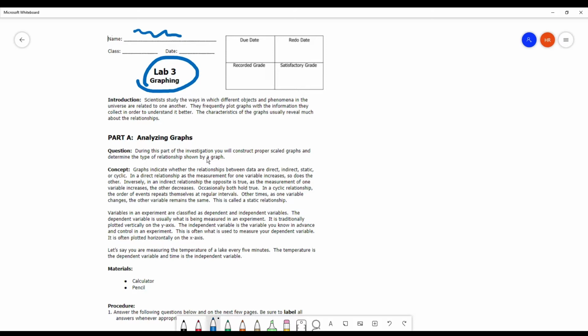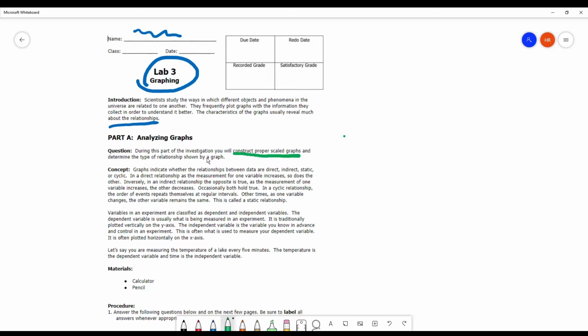So to introduce, scientists study the ways in which different objects and phenomena in the universe are related to one another. They frequently plot graphs with the information they collect in order to understand it better. The characteristics of the graph usually reveal much about the relationships. So graphing helps you understand relationships. Not like who you're dating, but how variables relate to each other. So you're going to create graphs, construct proper graphs, and determine relationships.